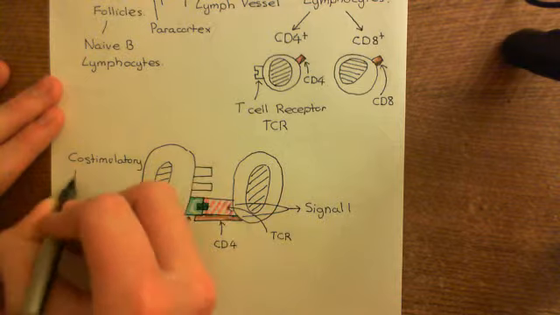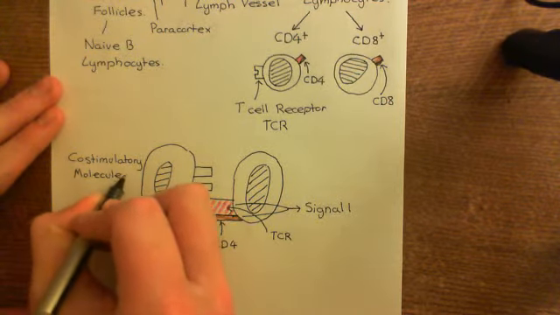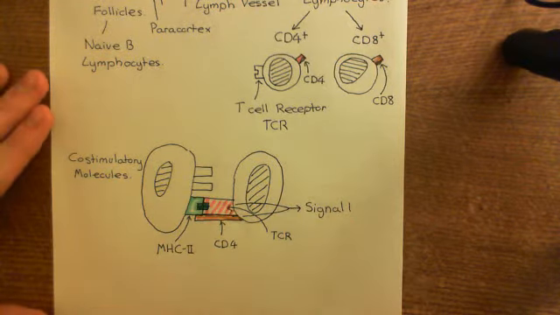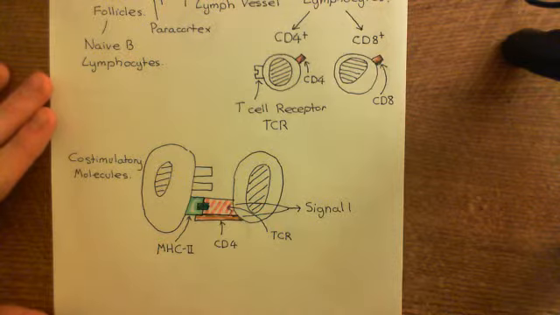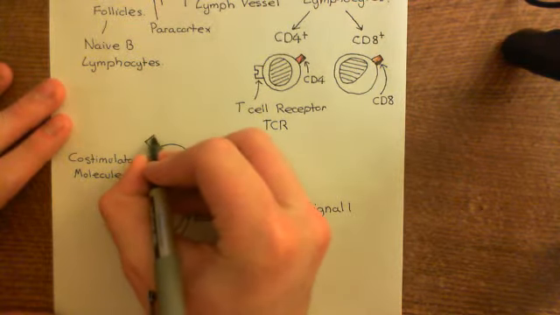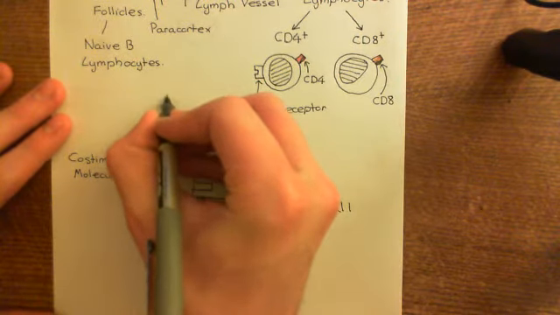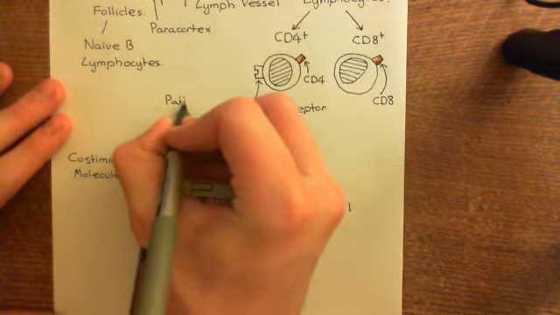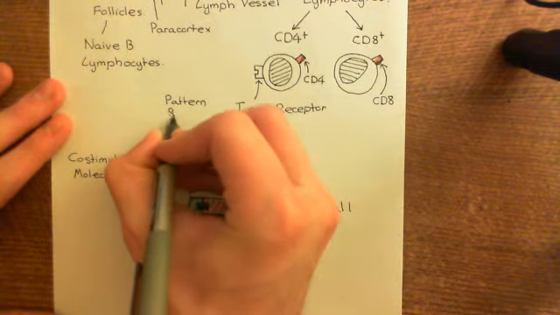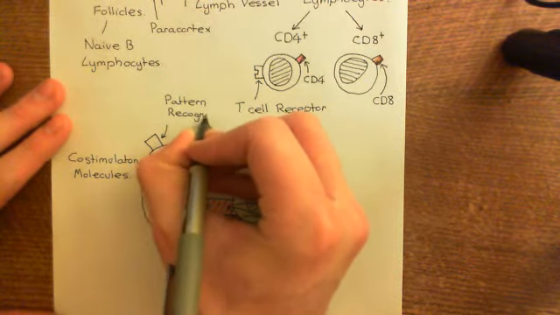Co-stimulatory molecules. Well, basically, this antigen presenting cell, which is a dendritic cell or a macrophage, will also have what are known as pattern recognition receptors on its surface. So let's put one of these here. So let's say this is a pattern recognition receptor. And these pattern recognition receptors bind to basic molecules which are associated with pathogens, basically.